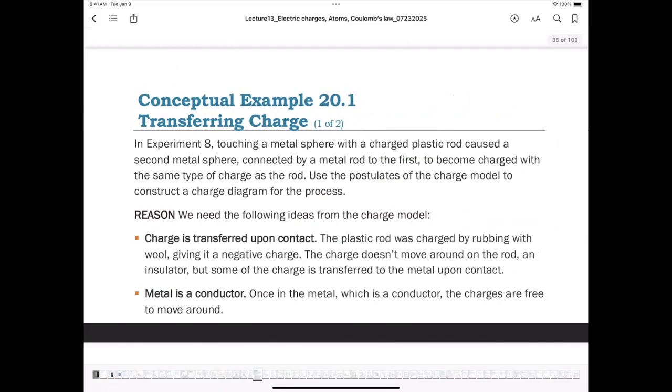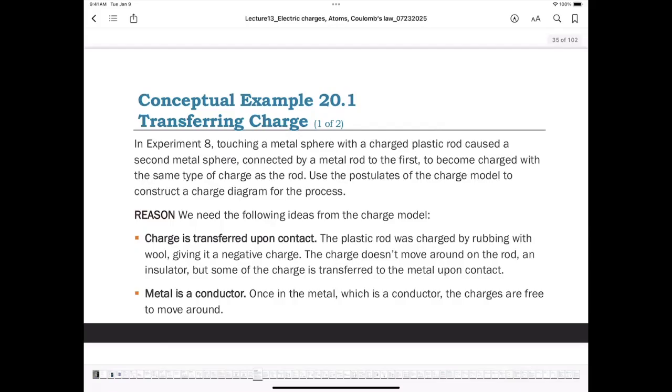Okay, let's talk about one example, transferring charge. In experiment 8, touching a metal sphere with a charged plastic rod caused a second metal sphere, connected by a metal rod to the first, to become charged with the same type of charge as the rod. Use the postulates of the charge model to construct a chart diagram for the process.